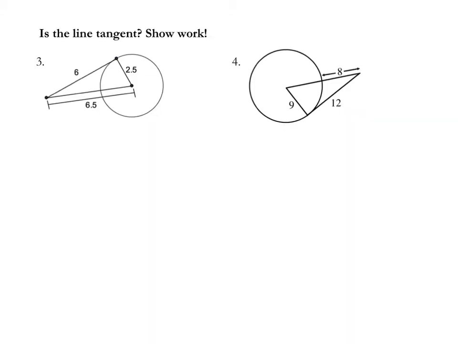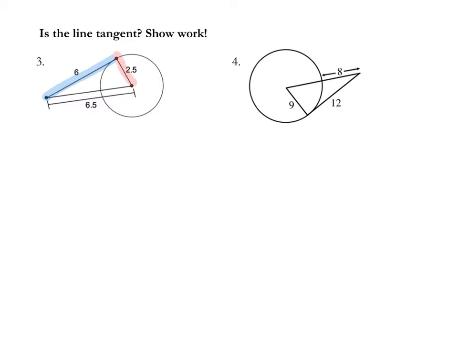Alright, next type of problem. It says, is the line tangent? So they want to know if that outside line that only appears to touch the circle, if it really is a tangent line. So we can't just say, I'm looking at it and it looks like it only touches the circle once, it must be a tangent line. There needs to be geometric proof. There needs to be a reason that that's the case. So it's looking at the fact that that is again joining up with a radius.